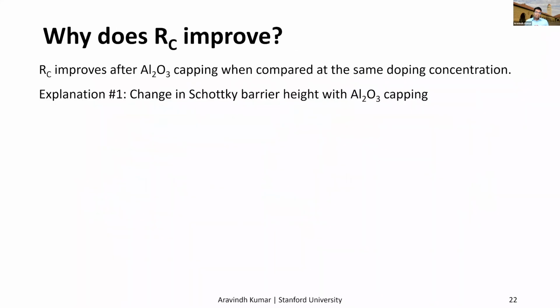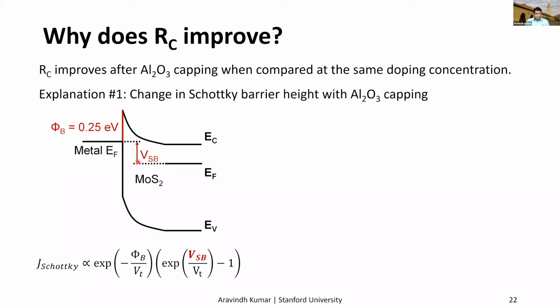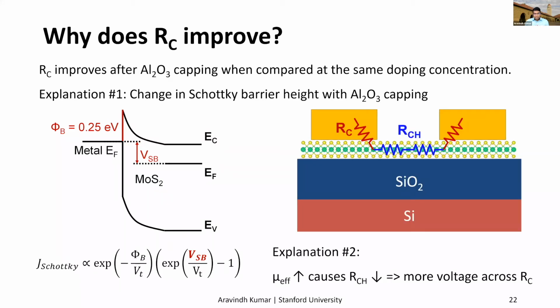So why does the contact resistance improve with capping? Even if aluminum oxide dopes, we compare the RC at the same channel carrier density. So what's going on? One explanation is that the Schottky barrier height changes due to the aluminum oxide capping. And to understand this, let's look at the band diagram of a Schottky barrier. The conduction through the Schottky barrier depends on the Schottky barrier height. So a reduction in this would increase the electron injection. But there's another explanation.